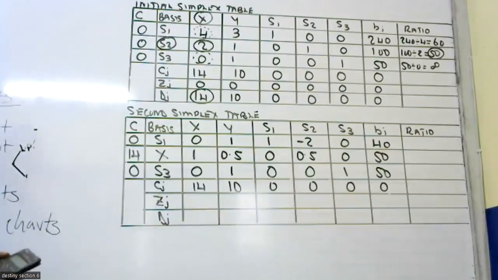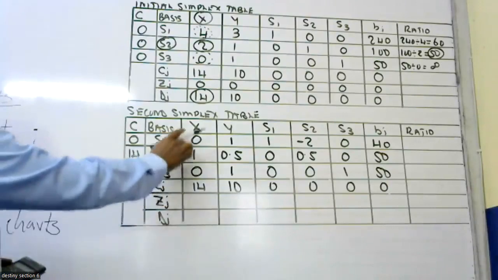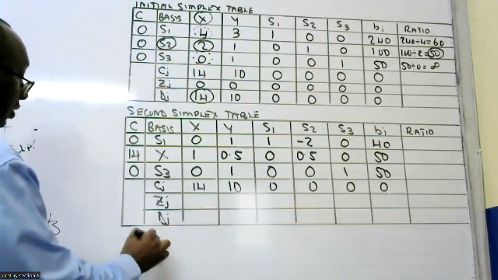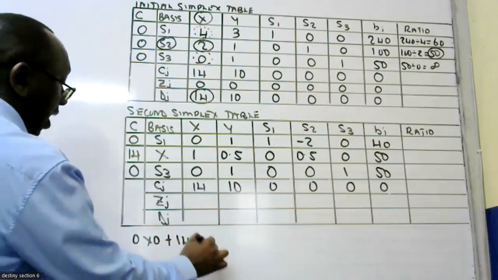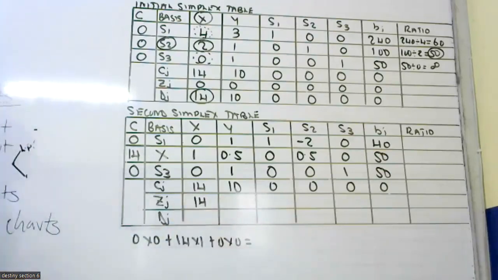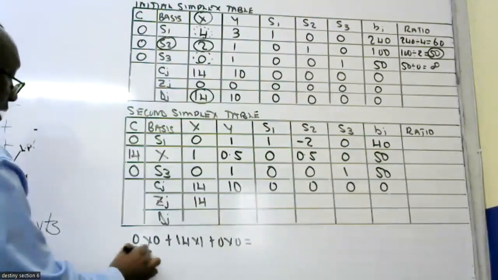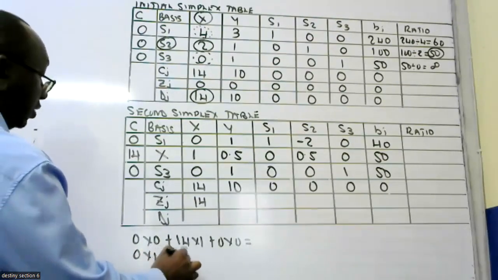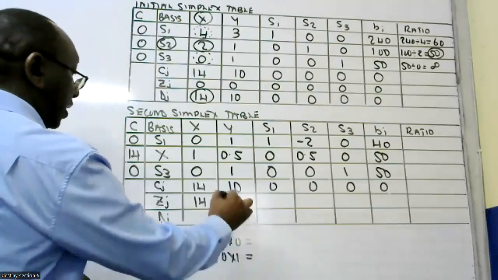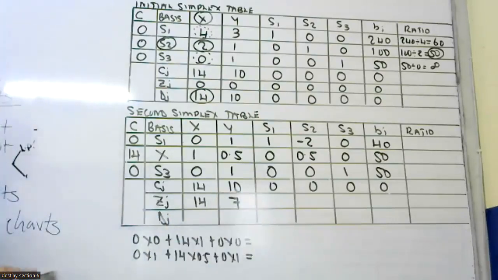ZJ, I told you, you take these values that are here, you multiply by these ones. So like now the first one, it will be 0 times 0 plus 14 times 1 plus 0 times 0. So the answer will be 14. Haya, huyo mwingine atakuwa 0 times 1 plus 14 times 0.5 plus 0 times 1, and the answer there will be 7.